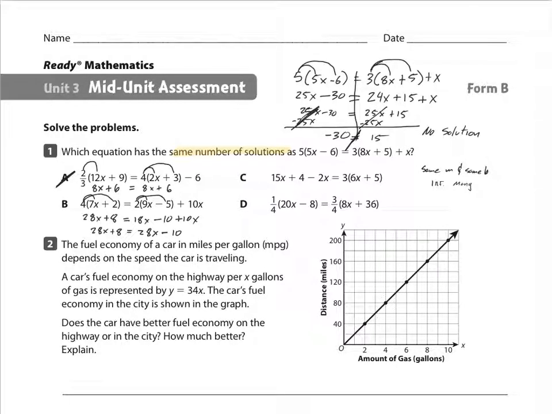Whenever we have same slope but different b, or y-intercept, we have no solution. So we know that B is going to be no solution. So we're going to circle that one. That's our answer. In this case, it says which equation, so that means that there's only one equation that has no solution. So we don't have to do the work. Now, if B wasn't the case, then you have to check C and D. But we're done with this problem.